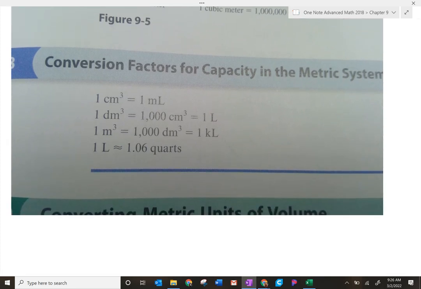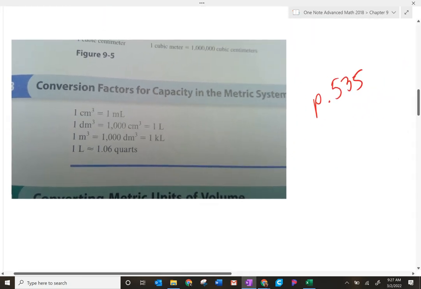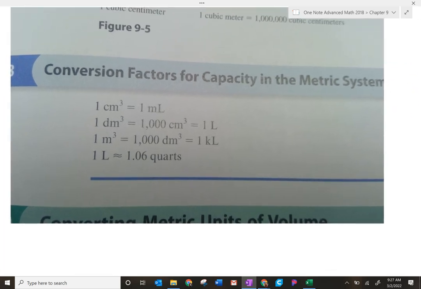Metric system stuff. These ones are kind of the last measurement piece that I'm going to give to you. It's on page 535. For the most part, these ones are simple to follow. This is what your scientists are going to use. You're going to use milliliters. 1 milliliter is 1 cubic centimeter. 1 liter is 1,000 cubic centimeters.